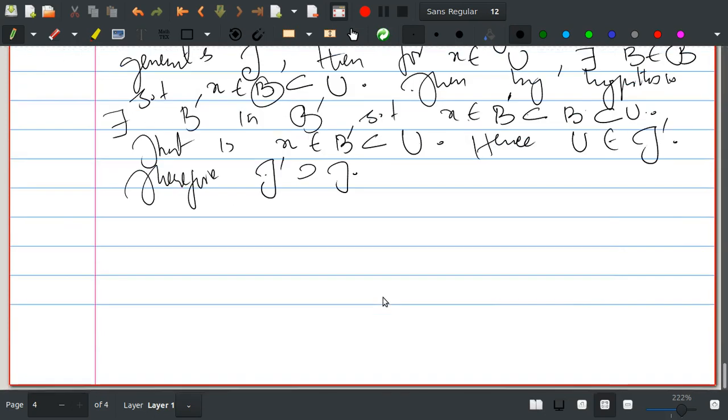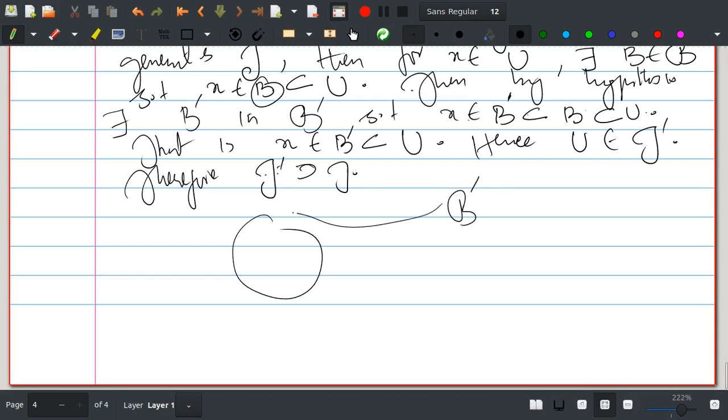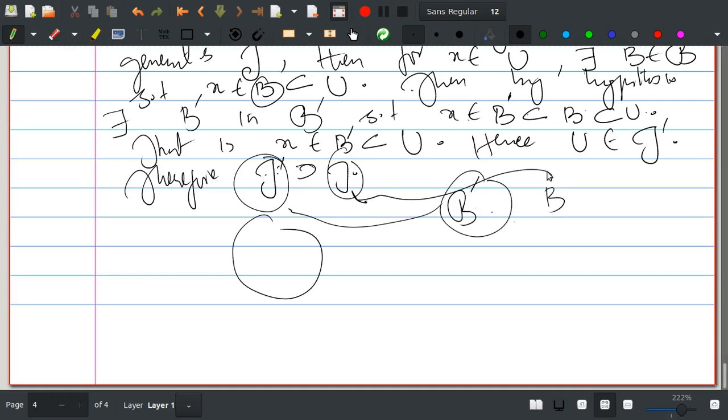Now one should remember what this lemma was stating: that a topology T prime is finer than T means, in terms of basis, if this B prime is basis of this topology T prime and B is basis of topology T, then if this T prime is larger than T, it implies the basic elements of B prime are smaller than the basic elements of B.